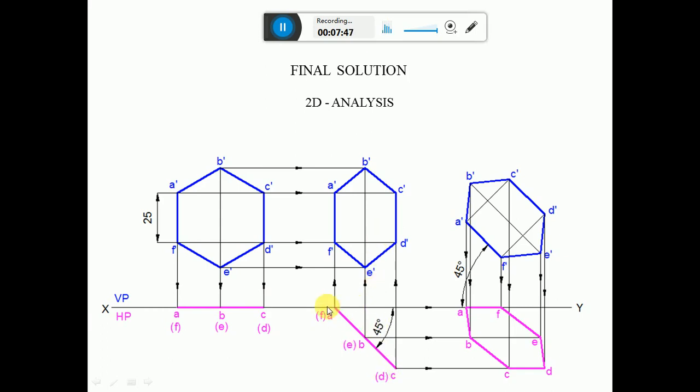Now first we are going to consider AF is on the vertical plane. So first, at any convenient distance from the first position top view, you mark the point on the XY line, because one of the sides has to be on the vertical plane, since it is on VP.